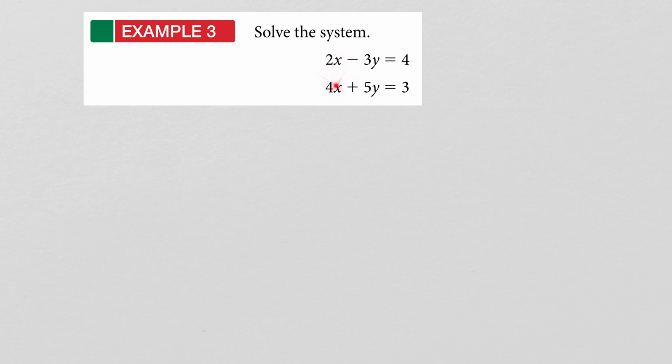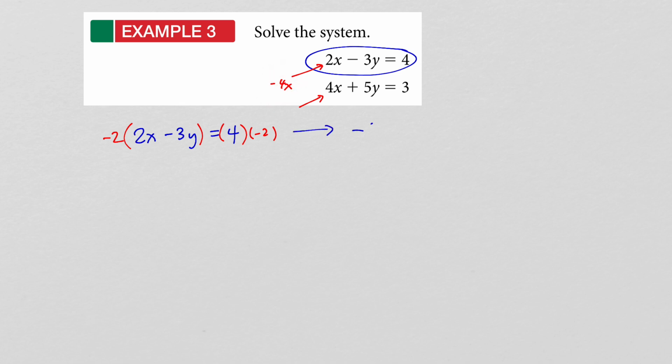But if I chose to eliminate the x's, notice that the least common multiple of 2 and 4 is 4. So if I choose to eliminate the x's, I only need to adjust the first equation. 2x minus 3y is equal to 4. To eliminate the 4x here, I need this 2x to become a negative 4x. So to accomplish that, I'm going to multiply both sides of this equation by negative 2, because negative 2 times 2x will give us the negative 4x that we need.